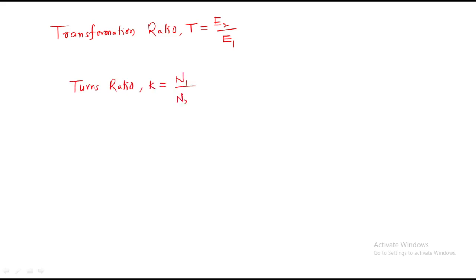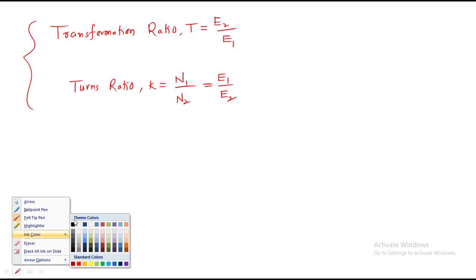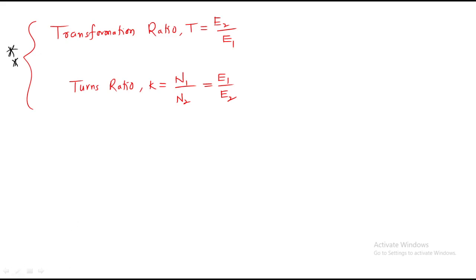So the transformation ratio T should be equal to E2 by E1, because it is the reciprocal of turns ratio. Turns ratio, first you have to write with respect to turns: N1 by N2 is equal to E1 by E2. This is very most important. Don't confuse these terms, whether it is transformation ratio or turns ratio. Just remember the turns ratio, that is N1 by N2, which is equal to E1 by E2.